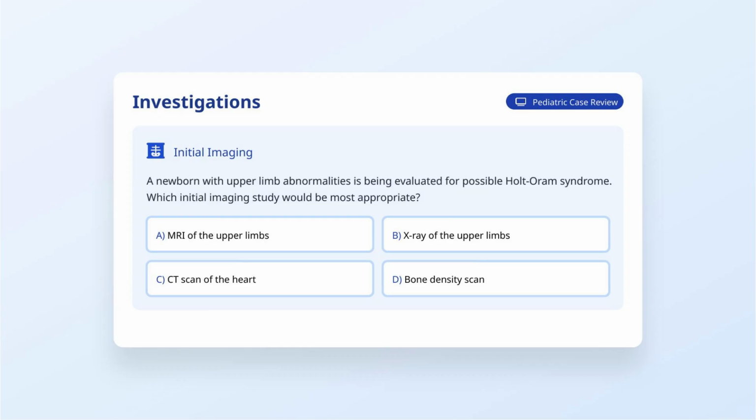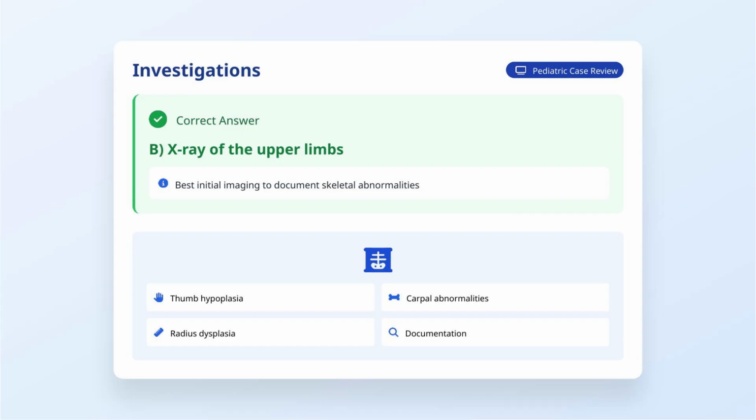C. CT scan of the heart. D. Bone density scan. The correct answer is B. X-ray of the upper limbs. This is the most appropriate initial imaging study to document the skeletal abnormalities characteristic of Holt Oram syndrome. X-rays can demonstrate thumb hypoplasia, triphalangeal thumbs, carpal bone abnormalities, and radial dysplasia. These findings help establish the diagnosis and assess the severity of skeletal involvement.